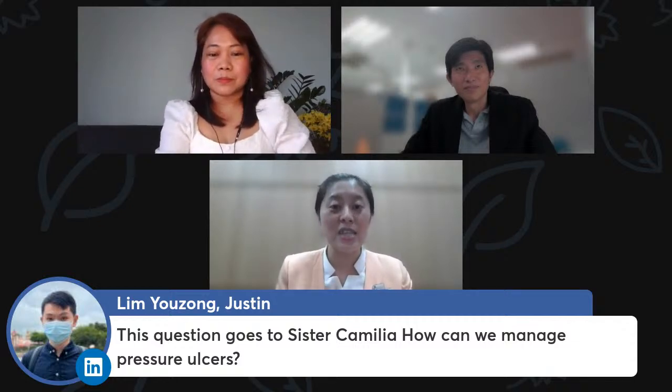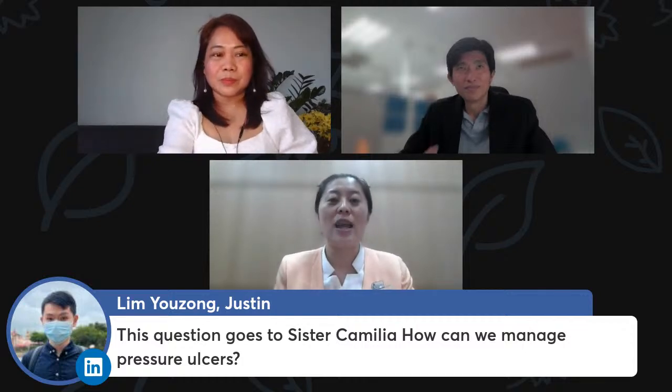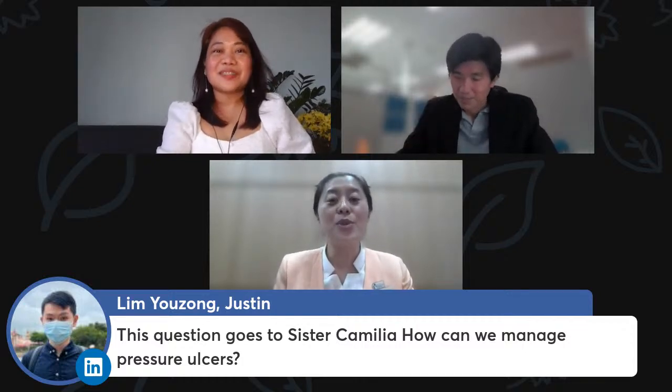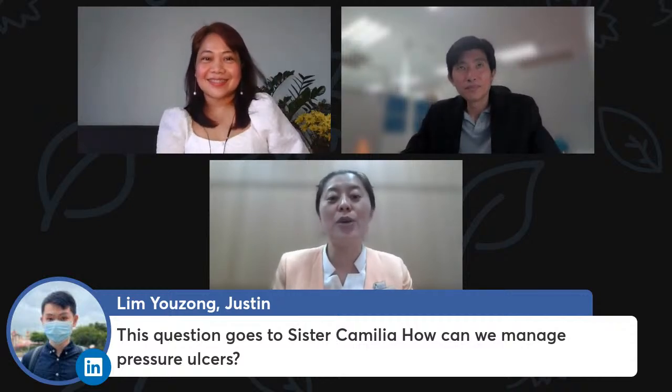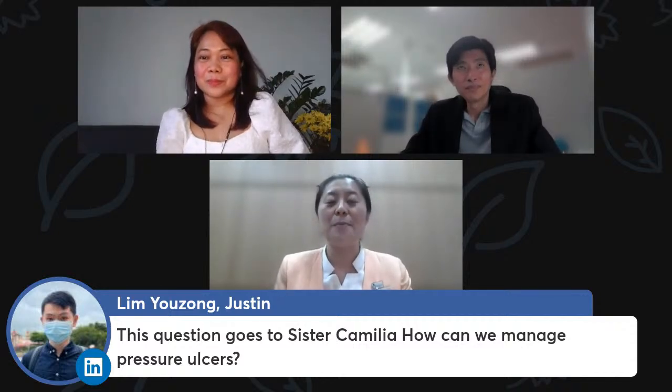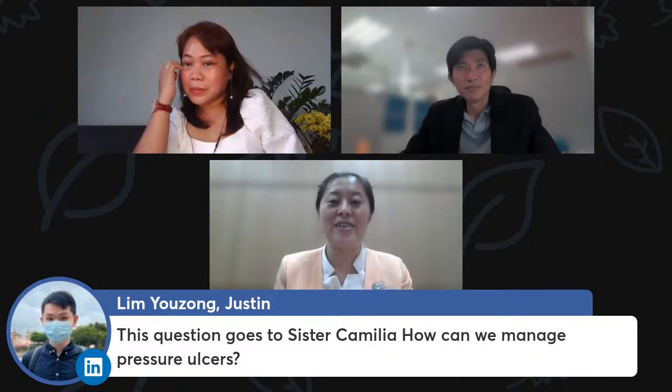Then for stage two and stage three: stage two means skin breakdown, where the skin is exposed and the patient can feel pain. So we can definitely apply a dressing. You can apply any foam dressing to help with the treatment. Stage three is already going into subcutaneous tissue, and depends on the patient's body mass. Some patients are very thin, so it is superficial, but if there is a cavity, you need to do packing.